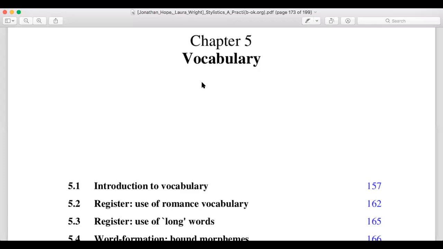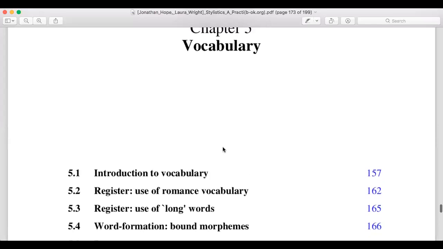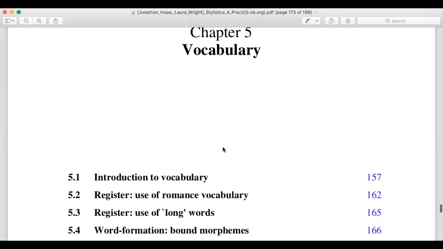Okay, so today we are going to do the last chapter, which is titled vocabulary. In this chapter, we are going to look at how different use of vocabulary is significant stylistically. Here we would also see in the first two texts that a departure from the standard vocabulary becomes acceptable when it comes to stylistics.